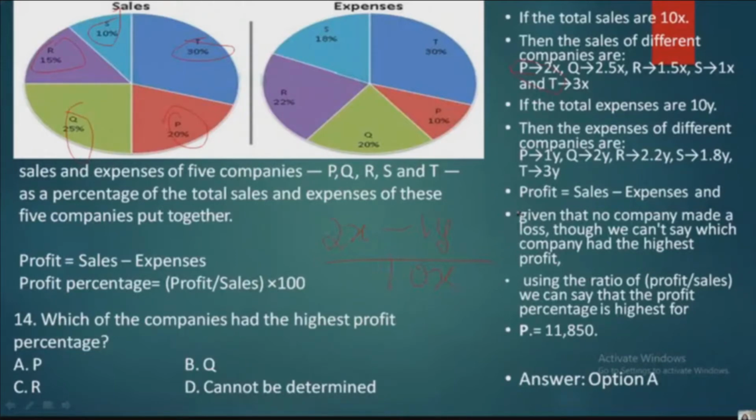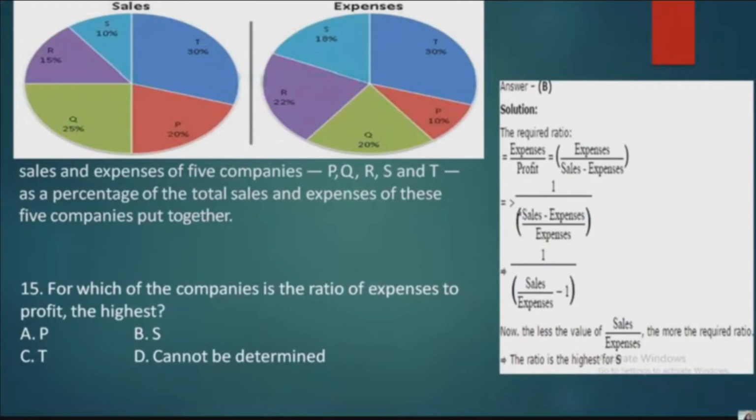So that is about the first one. Now, for which of the companies is the ratio of expenses to profit the highest? Okay, ratio of expenses to profit, that is E is to P. Okay, E is to P is highest. So you have to find for which company the ratio of expense and profit is highest.